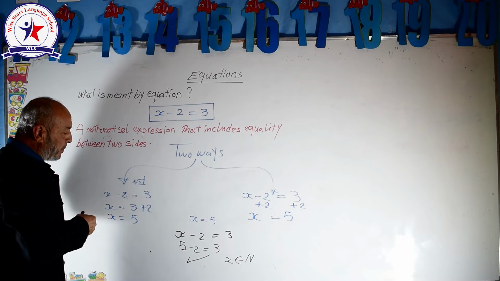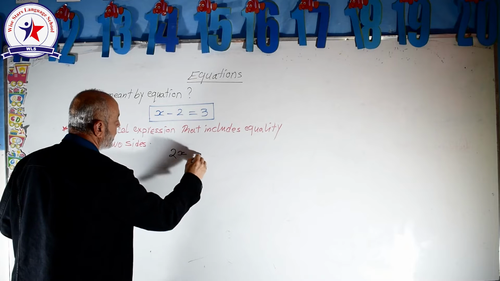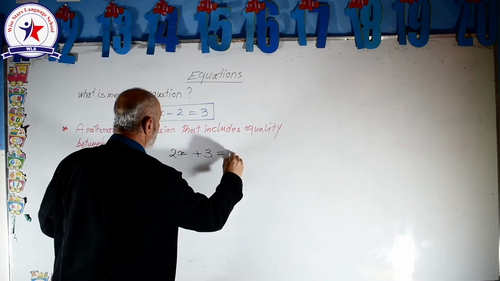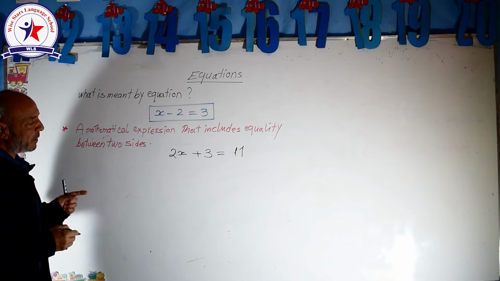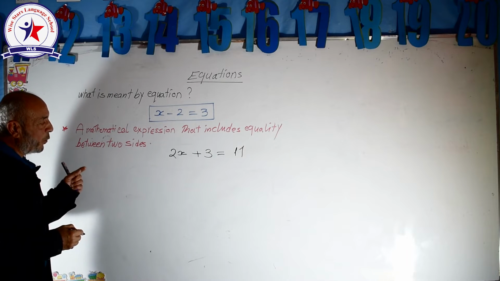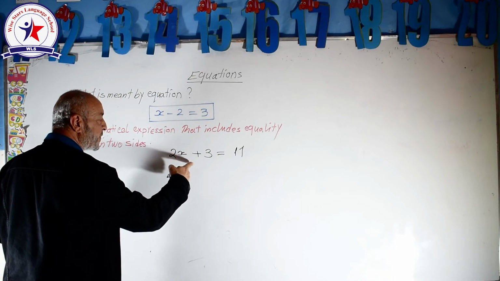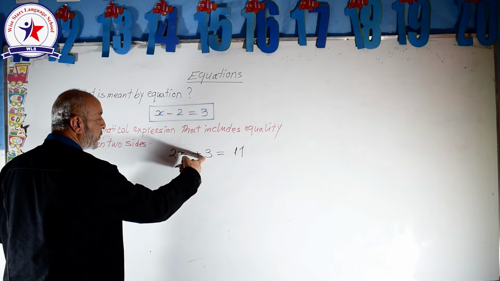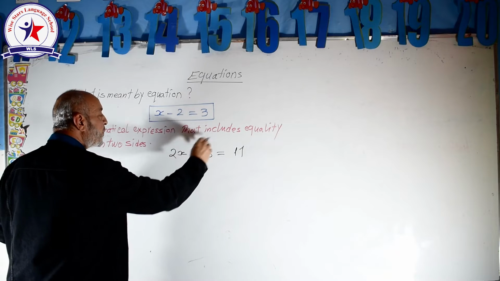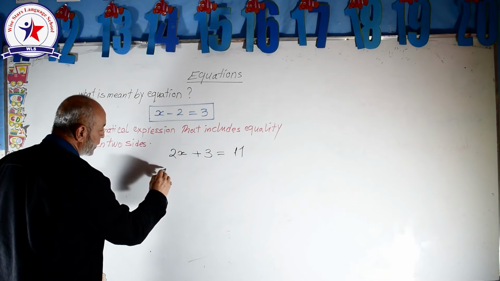Let us have another example, guys. 2x plus 3 equals 11. First of all, as I told you, you have two choices. You have two ways to solve. Either you use the additive inverse of 3, or you move 3 to the other side.